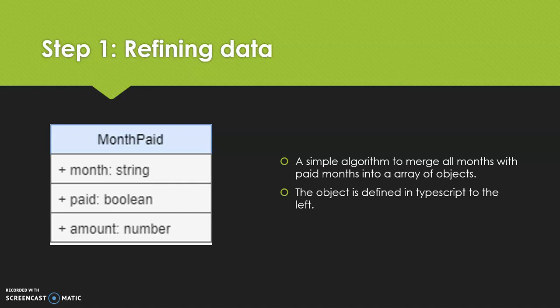So what we need to do is a simple algorithm to merge all months with paid months into an array of objects. This object is defined in TypeScript to the left. We created another TypeScript class, and this is represented in this UML diagram. So we created a month paid class. It has a public property month of type string, a public property paid of Boolean type, and a public property amount of number type in TypeScript.